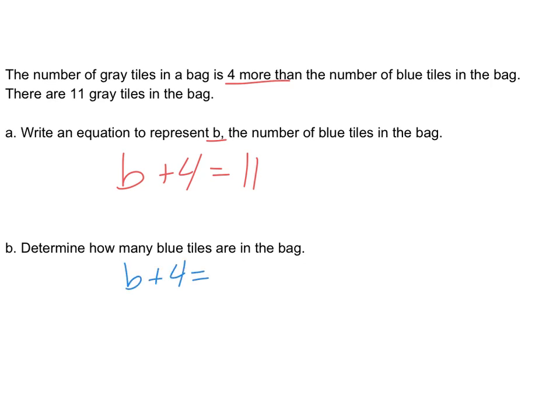So if I'm going to take that equation and solve for B, to undo plus 4, I'm going to subtract 4 from both sides. The 4's cancel out, leaving just B on the left. 11 minus 4 gives me 7. I know that there are 7 blue tiles in the bag.